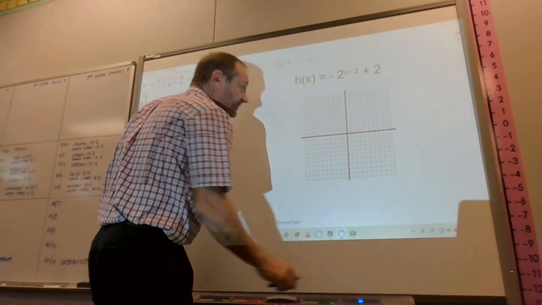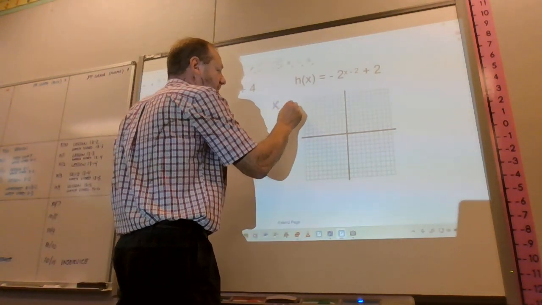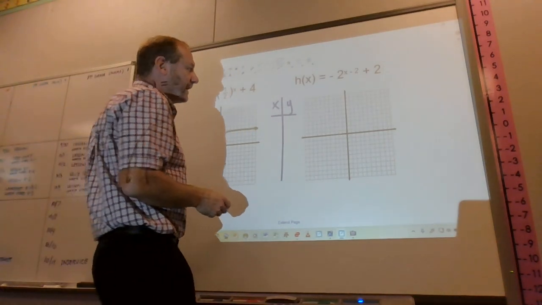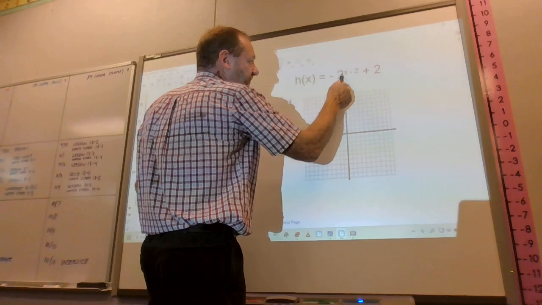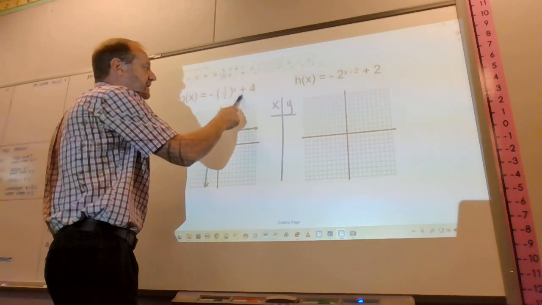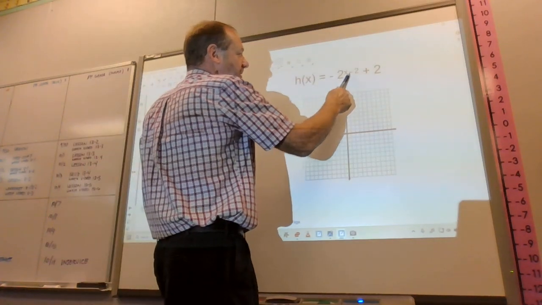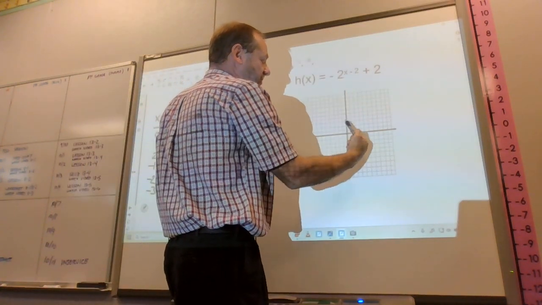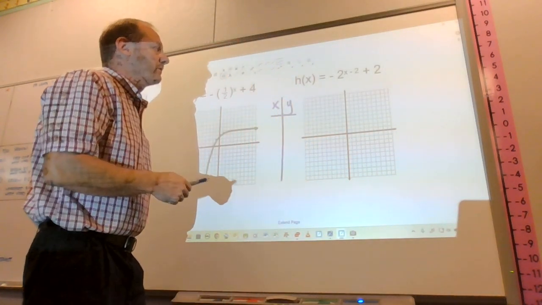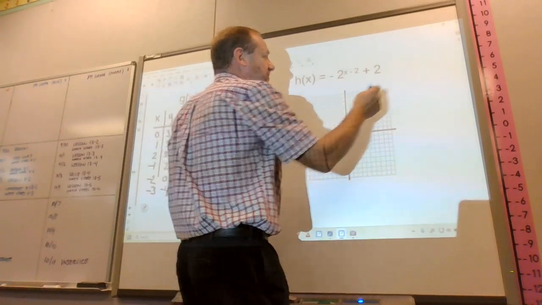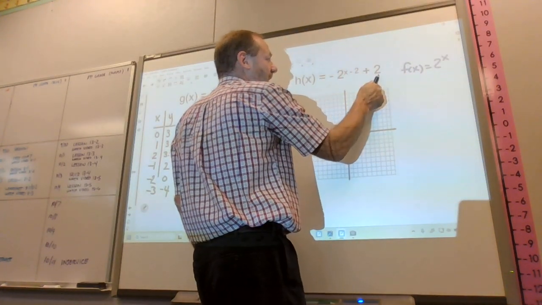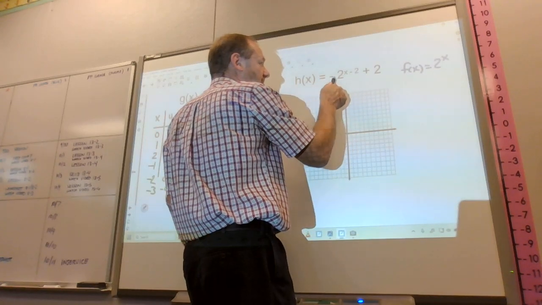Okay, let's look at this next one. At this point, probably easiest to do it by a table. Okay, so now notice that this is inside the function now. This is not outside the function like this is. Okay, this is going to make a shift to the right or the left, and since it's subtraction, it's going to move it to the right. Addition would move it to the left. Okay, so this is going to look just like F of x equals 2 to the x, except it's going to be moved up 2, it's going to be moved to the right 2, and it's going to be flipped upside down.